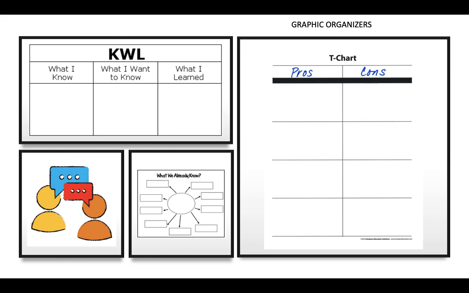KWL, talking, concept maps, the T-chart, and the labels can be changed to cause and effect, or objects I see in the picture and how they make me feel. So you can adjust those to your needs. Any of these graphic organizers can be used for the literacy strategies of reading, writing, speaking, and listening.